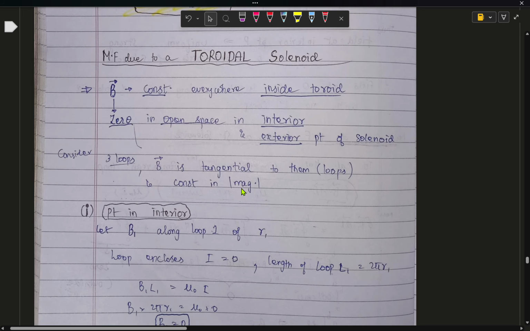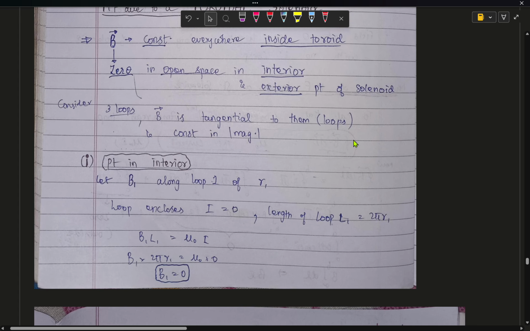Similarly, the magnetic field due to a toroid. This is not that important, you can just read it out. Toroid is similar, but the shape will be a little different. Point in the interior of a toroid.